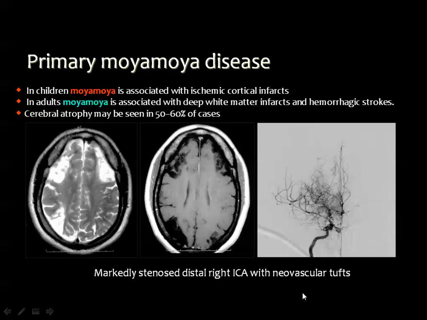Then in children, moyamoya disease will present by ischemic strokes like cortical infarctions and so on. While in adults, moyamoya disease will result in affection of the white matter in the form of infarctions and maybe hemorrhages as well. And this is an example of moyamoya disease by carotid angiogram, and you can see the puff of smoke. You cannot see the anterior cerebral, you cannot see the middle cerebral. The MRI images show multiple cortical infarctions.